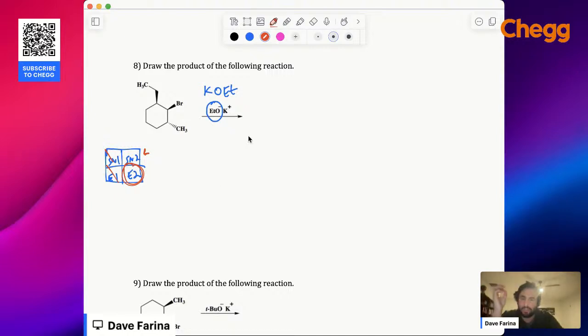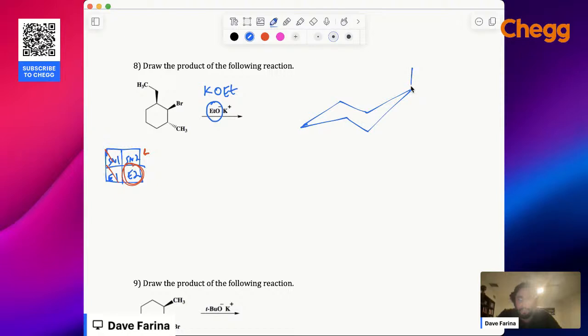Now the question with E2: it's very important when we have cyclic structures, if you have substituents that are adjacent to the carbon that's bearing the leaving group, you have to draw the chair to know what is going on. So let me draw the chair here. Okay, so here's the chair.